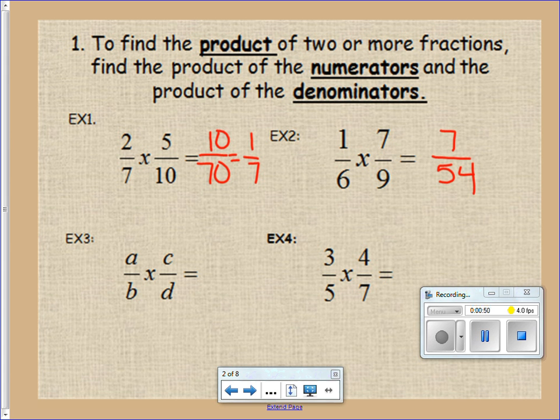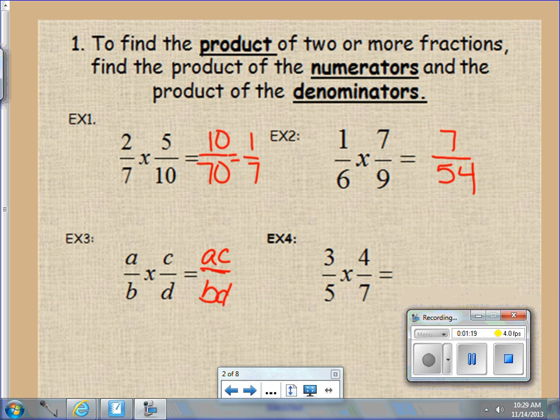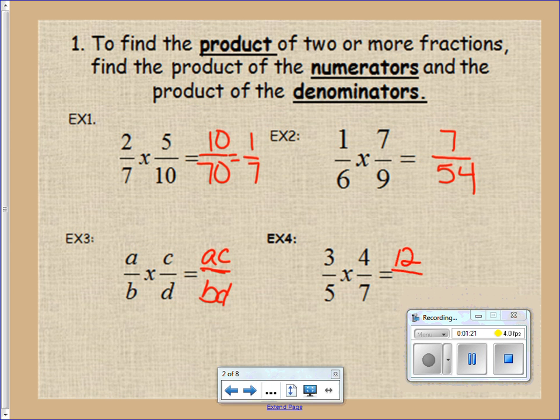In example 3, A over B times C over D will be equal to AC over BD. In our fourth example, 3 times 4 is 12. 5 times 7 is 35. We make sure that that is in simplest form.